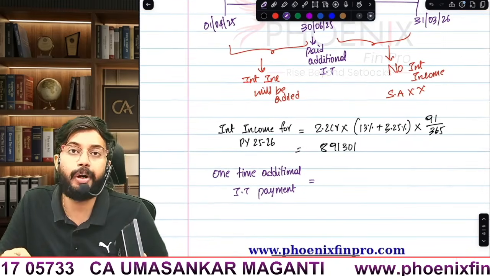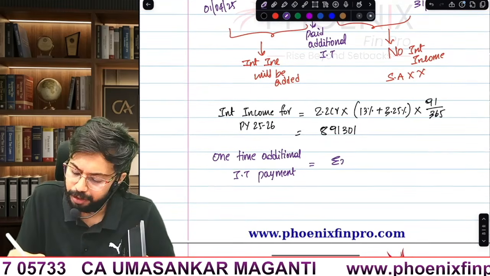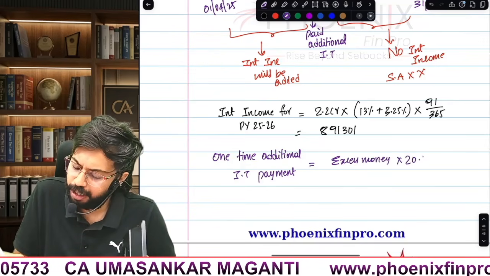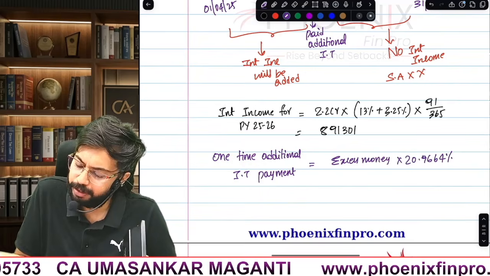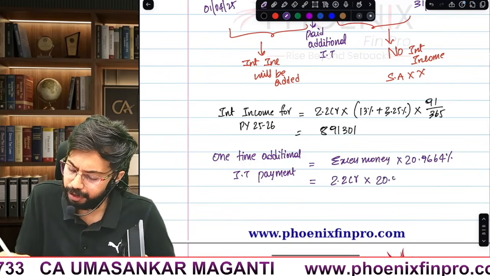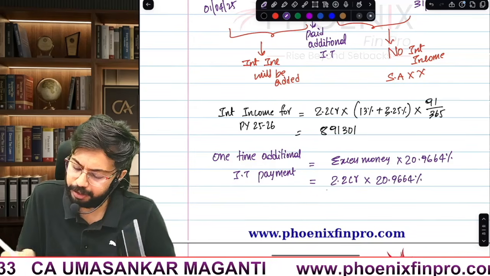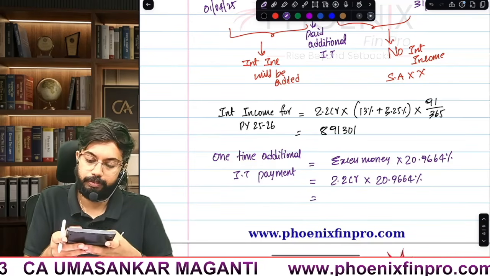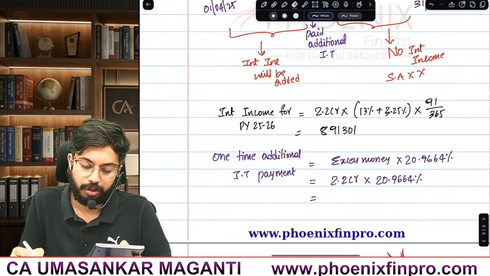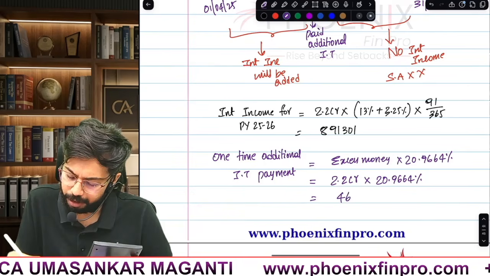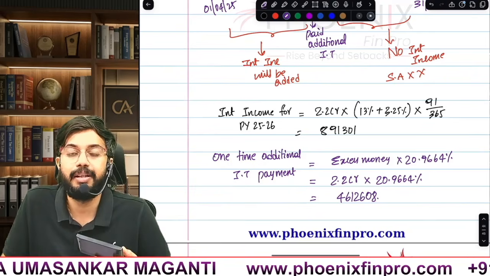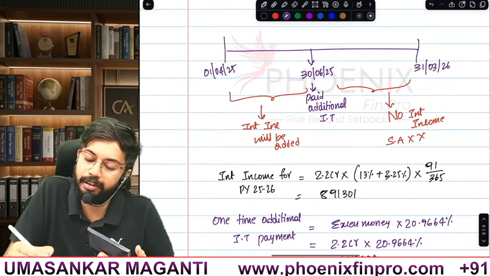How much? 20.9664%, right? Excess money into 20.9664%. How much is excess money? 2.2 crores into 20.9664 percentage. How much? 46 lakh 12,608. That is the one time additional income tax that is payable on 30th June.